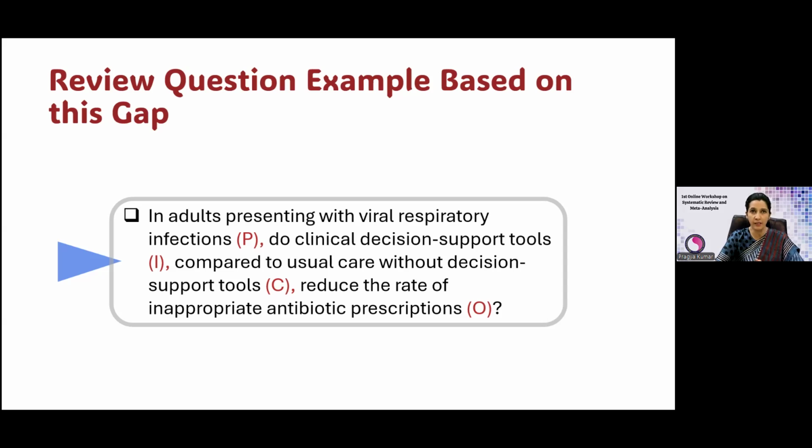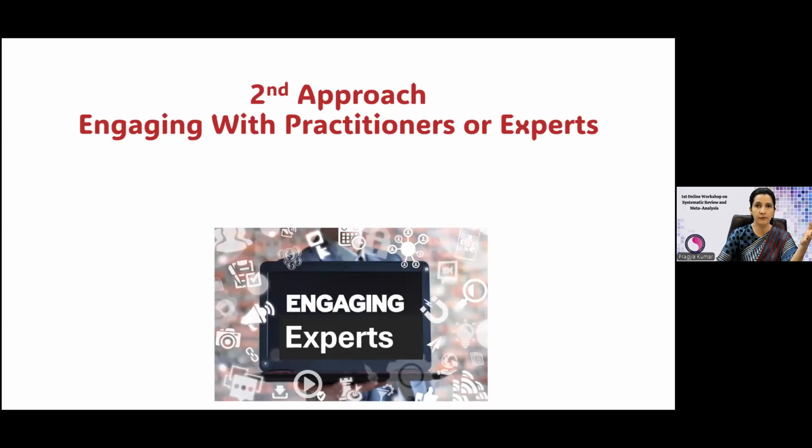We will see this PICOT, but I think all of you know what PICOT is. P stands for the population of your study. I is the intervention. In case of an observational study, this I is replaced by exposure, which is the E. And then there is a comparison group, which is the standard treatment or no treatment or placebo. And then the outcome is reducing the rate of inappropriate antibiotic prescription. So this can be one review question if I am facing this problem in day-to-day life. So with my own experience, I can do a systematic review and meta-analysis.